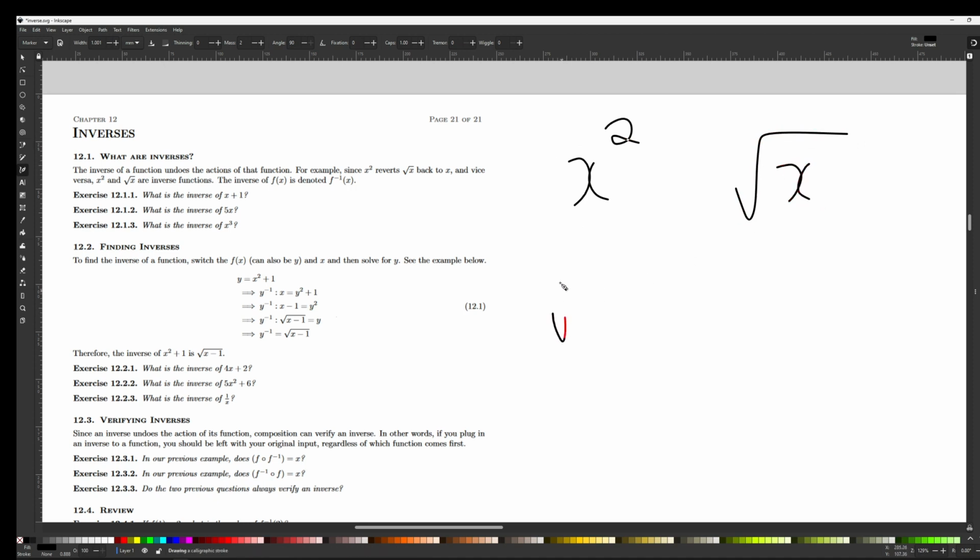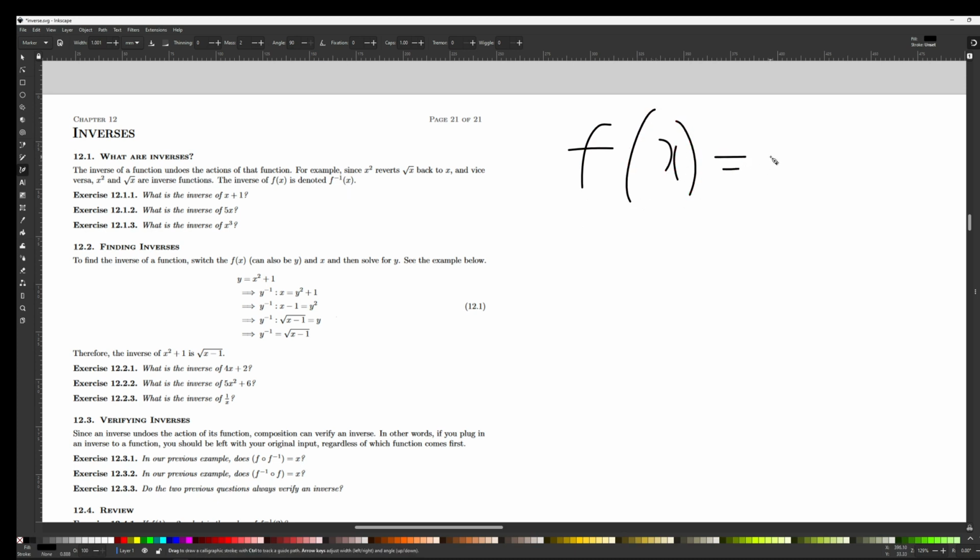And if we have the square root of x, what can we do to the square root of x to get back to x? We would square it, and that's x squared. So that means that x squared and the square root of x are inverse functions. And the inverse of f of x is denoted as f of x with a little exponent of -1 here. And we can write our previous relationship as: if f of x is equal to x squared, then the inverse of f of x is equal to the square root of x.